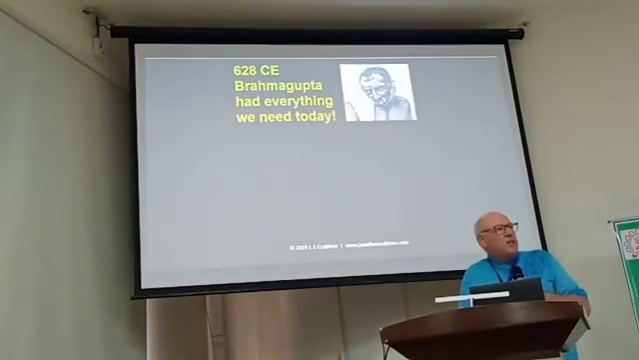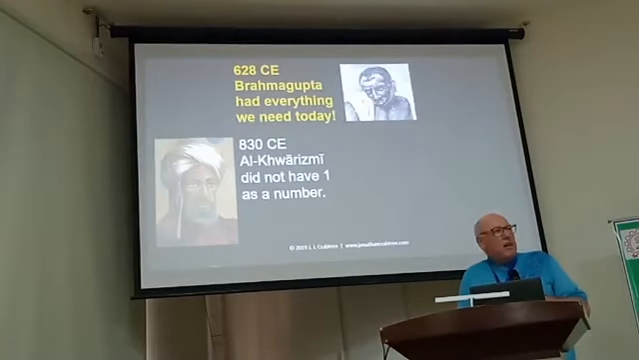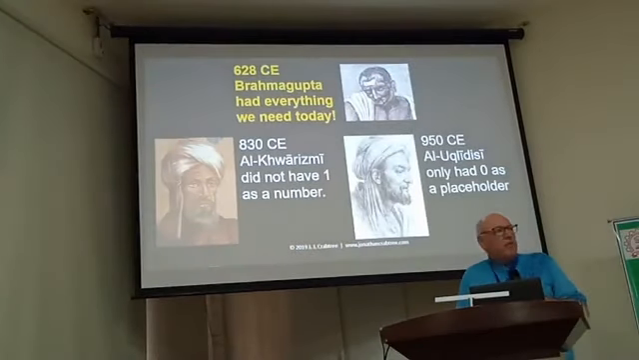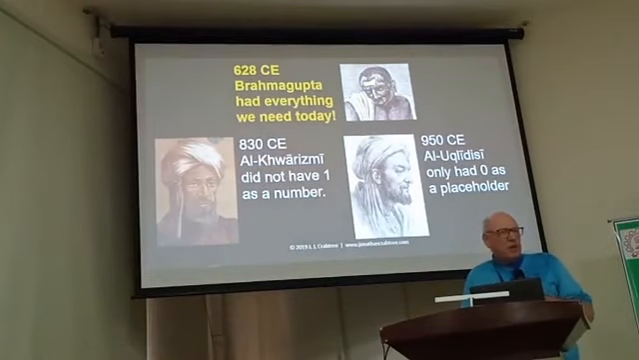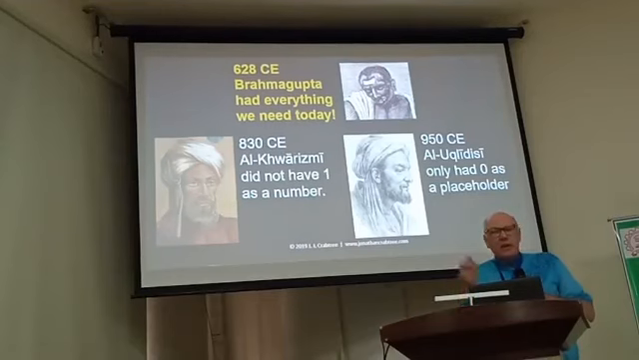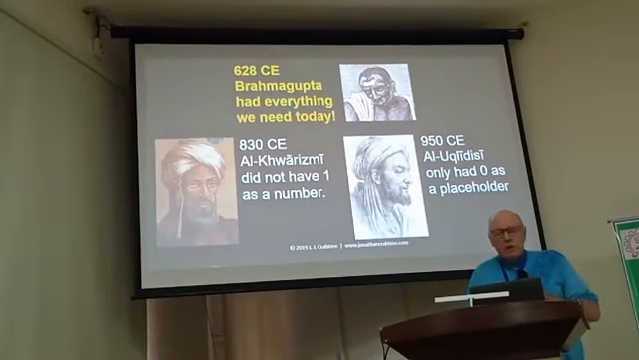So, in the year 628, Brahmagupta had everything we need to explain and understand integer arithmetic. 200 years later, Al-Khwarizmi did not have one as a number, and a bit over 300 years later, Al-Khwarizmi only had zero as a placeholder. No negative numbers, no understanding or insight on how to use zero to solve mathematical problems.